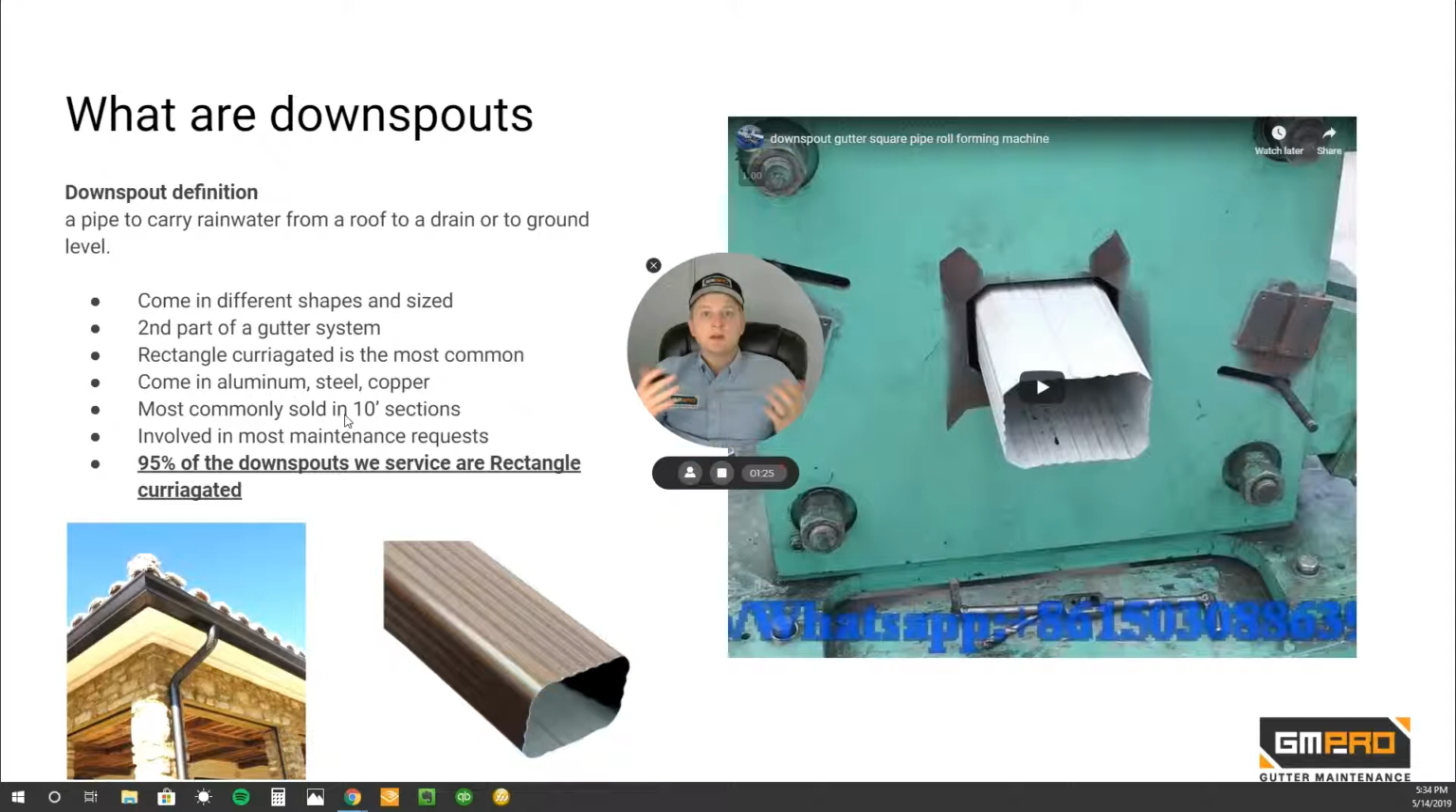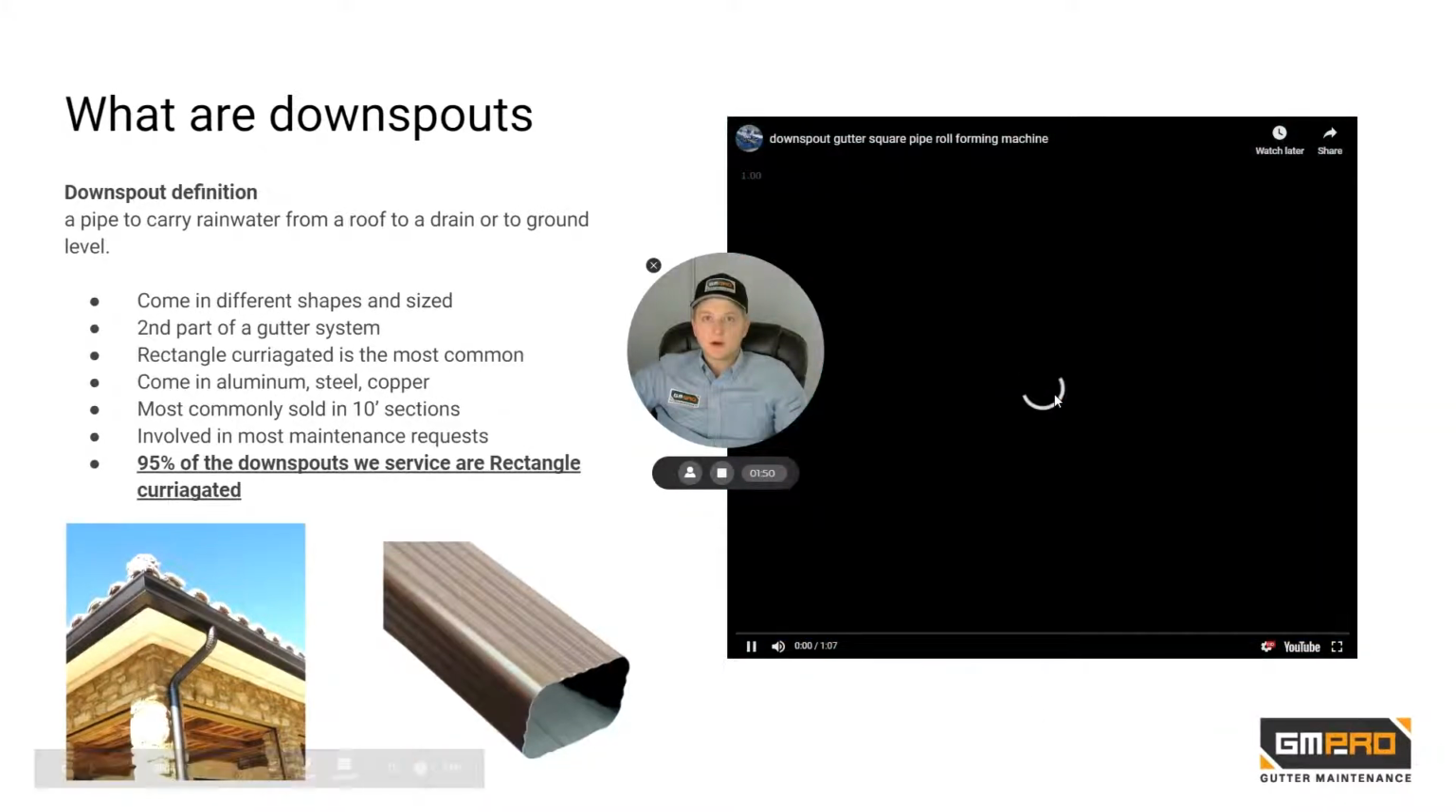Downspouts can be bought online. They can be bought from a local hardware store like Home Depot or Lowe's, but a gutter company like our own, we buy it from a building supply company, and we can buy it in different colors and different sizes. But we primarily get the corrugated downspouts that you can see right here, the rectangular ones. I'm going to show you a video here of how downspouts are made.